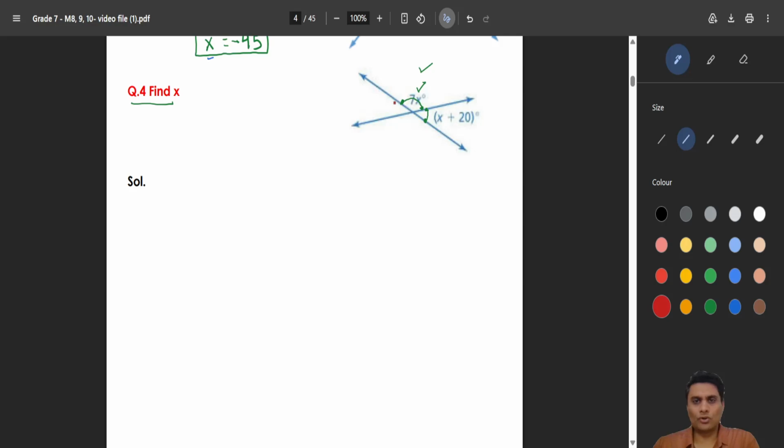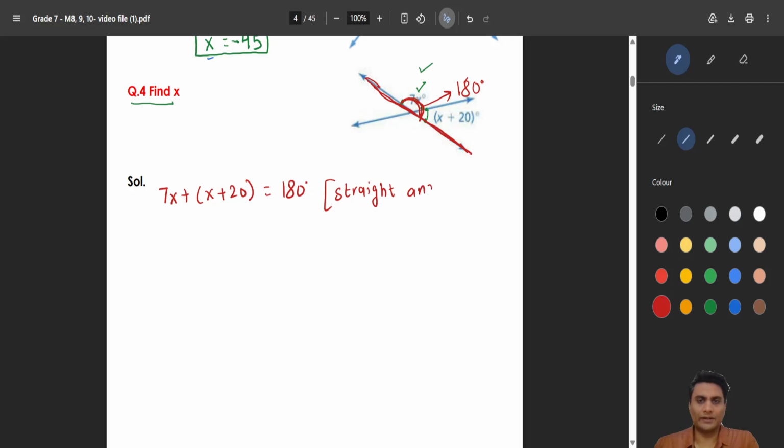So if I join these two angles from here to here, check, am I getting a straight line or no? The angle is making a straight line, correct? Watch carefully. The angles are making a straight angle. What does the straight angle mean? A straight angle always means 180 degree, which means the 7x here plus the x plus 20 are making 180 degree together. They are making a straight angle.